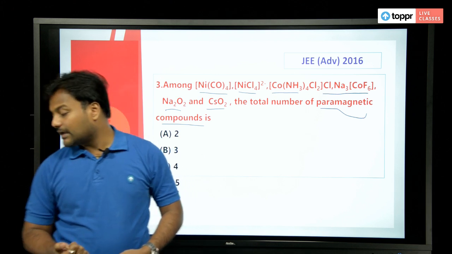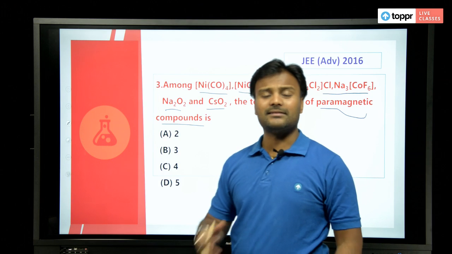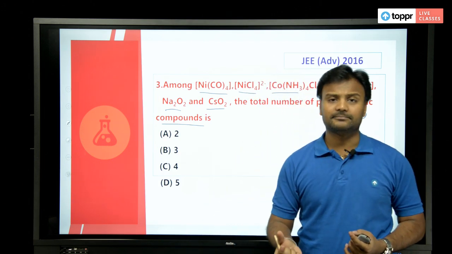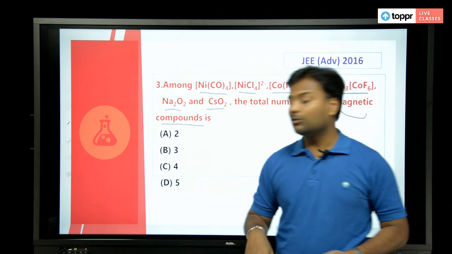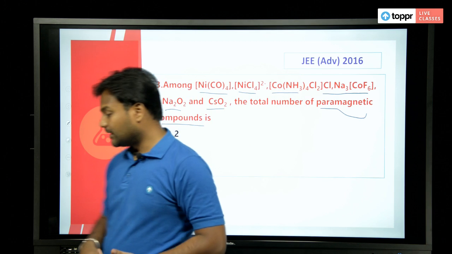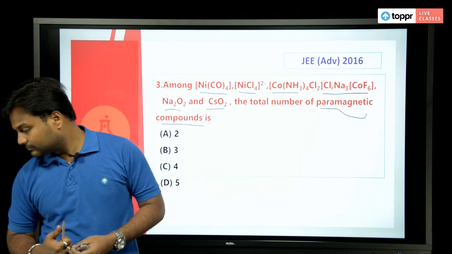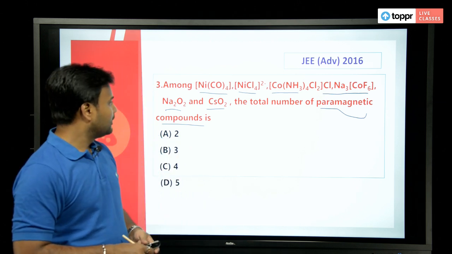Someone is asking how can I say coordination number? Coordination number is nothing but the number of ligands attached to a central metal atom, right? The number of ligands that are attached to a central metal atom is called the coordination number. Okay.